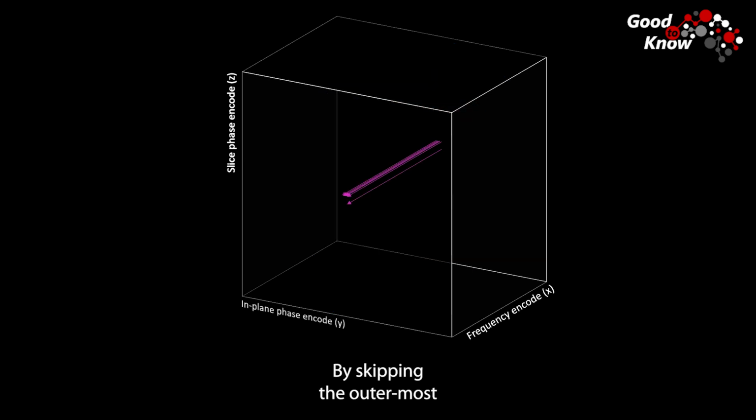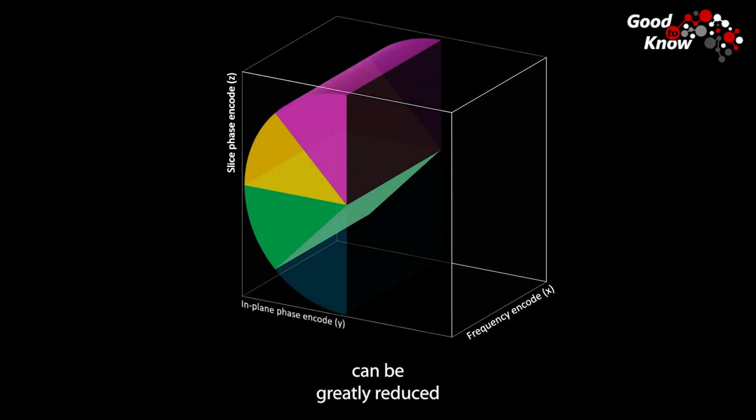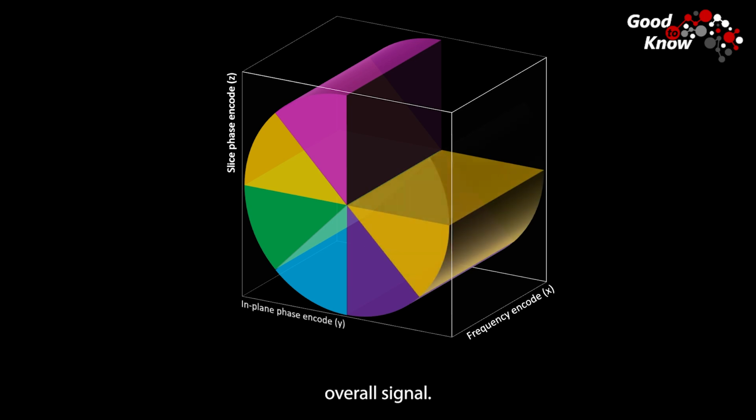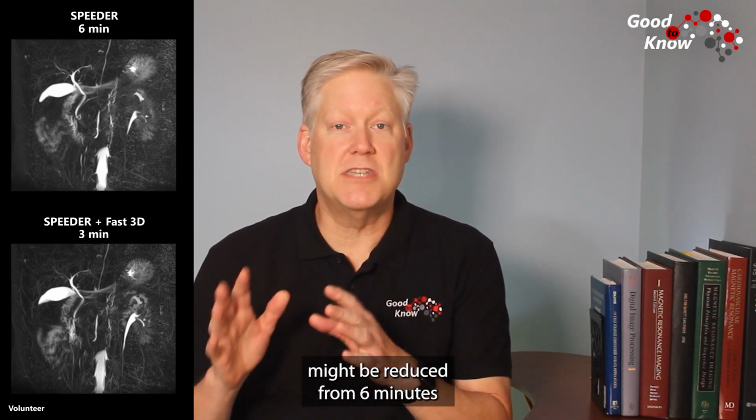By skipping the outermost lines of k-space and just filling them with zeros instead, the overall acquisition time can be greatly reduced without losing much overall signal. Using this technique, for example, a high-resolution 3D MR cholangiopancreatography scan might be reduced from 6 minutes to 3 minutes.